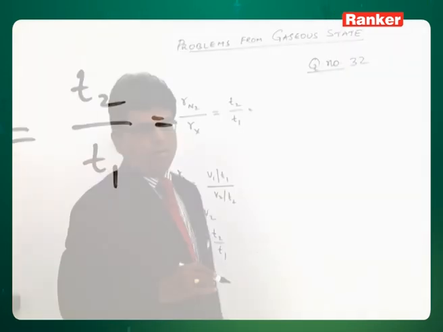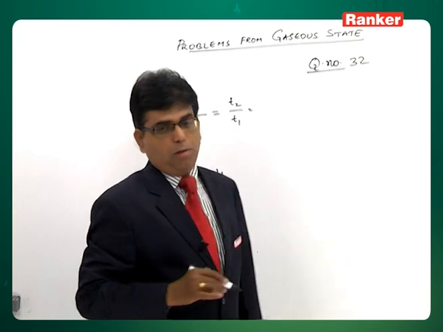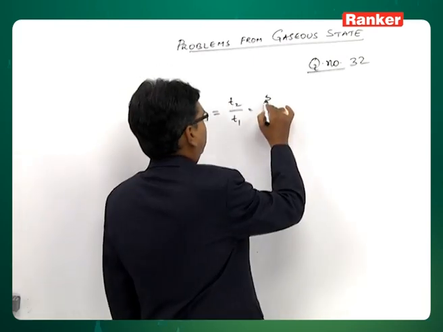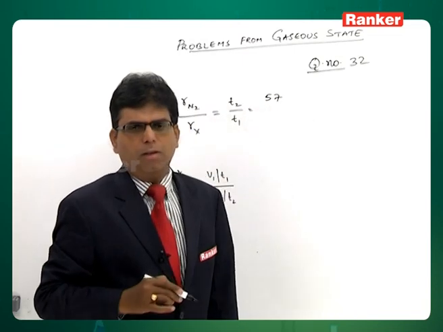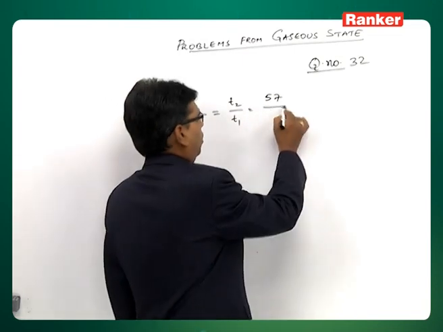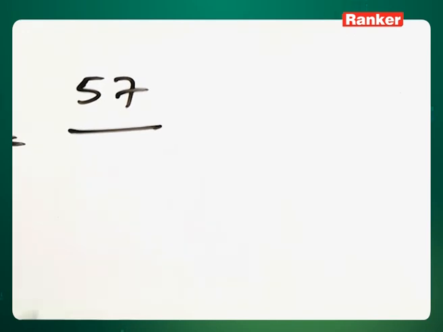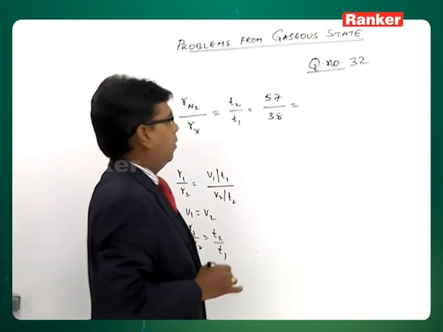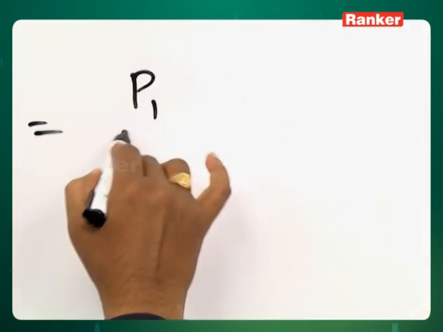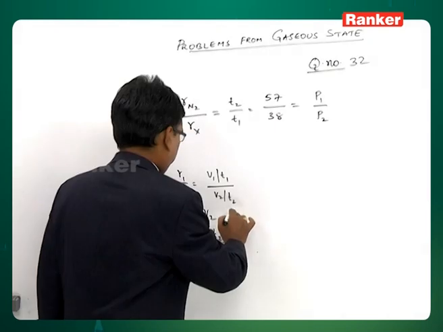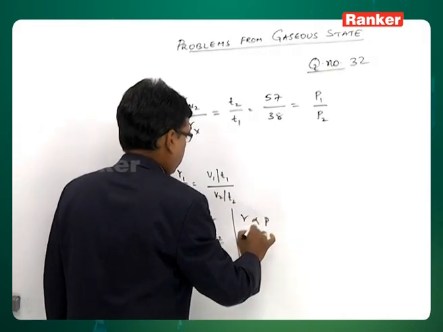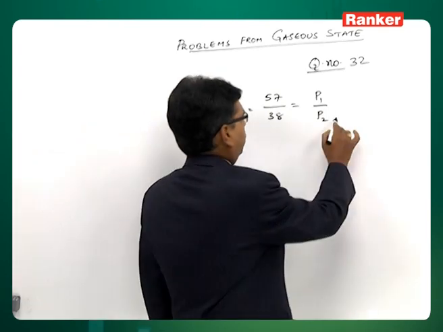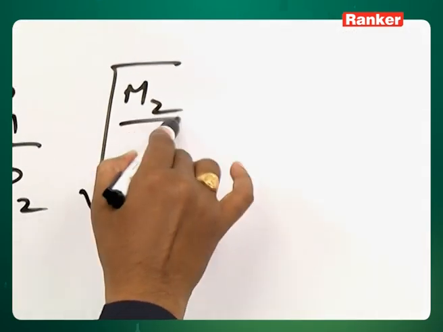T2 is the time taken for the gas X to diffuse, that is 57 seconds, and for the first gas, nitrogen, it is 38 seconds. This is then equal to P1 by P2, directly proportional to pressure, because the rate of diffusion is proportional to pressure, and proportional to number of moles. So, it is P1 by P2 into root over M2 by M1.